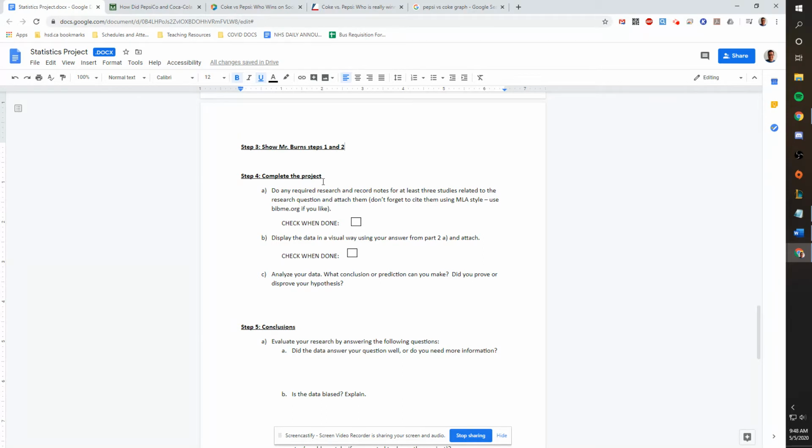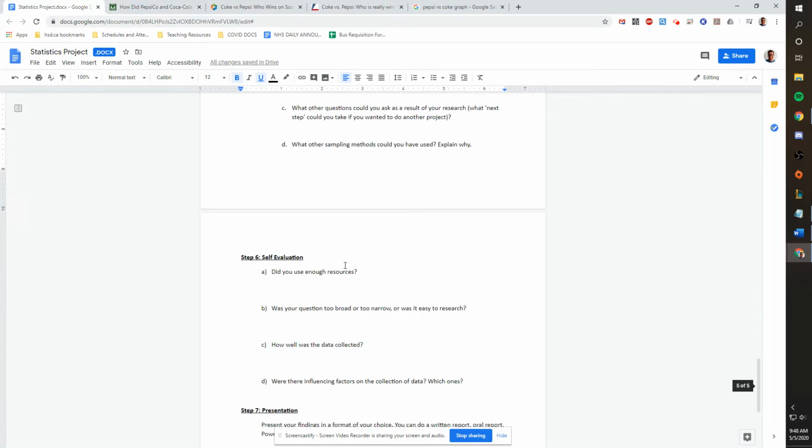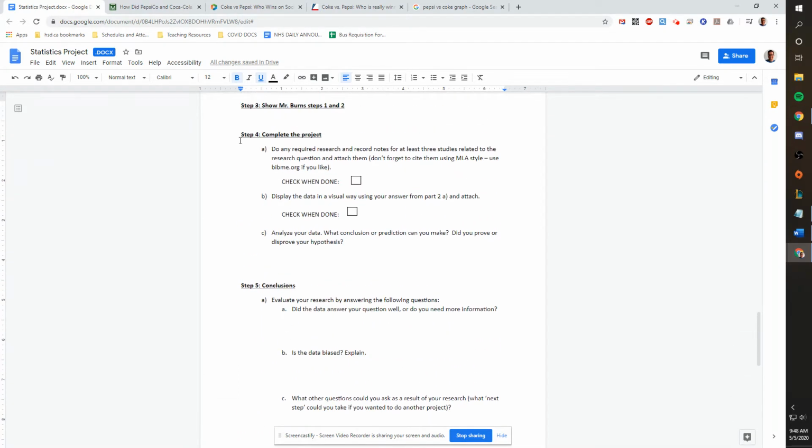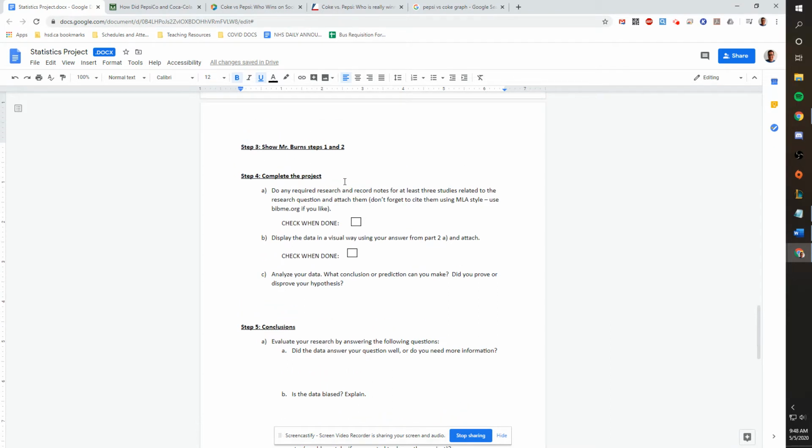But here's the plan for this week. We're going to do steps 4, 5, and 6. So let's start with step 4. I'll walk you guys through it so you have an idea what it's going to look like. 4A, do any required research and record notes for at least 3 studies.